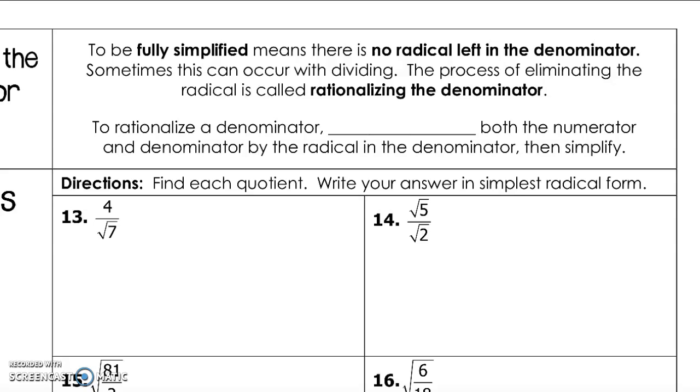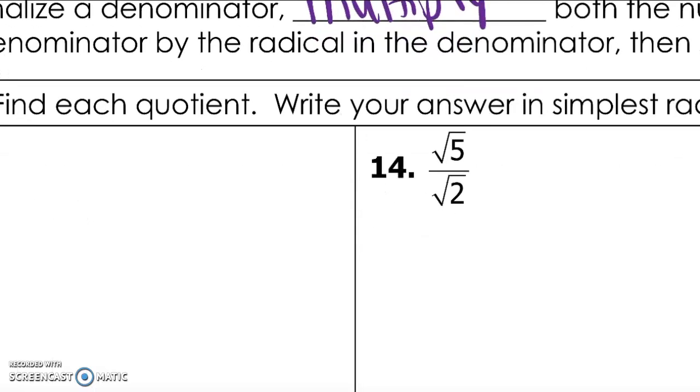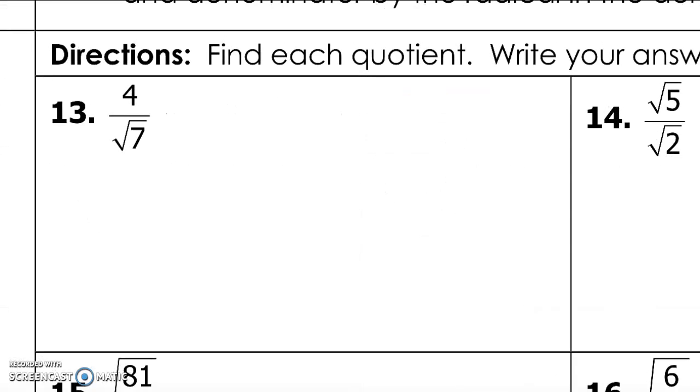So what we do is called rationalizing the denominator. To do that, you need to multiply both the numerator and denominator, so both the top and the bottom, by whatever radical you have in the denominator. We're going to go through the odd ones and then come back and do the even ones.